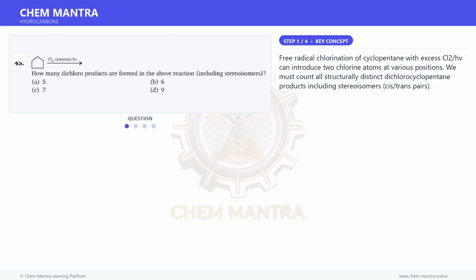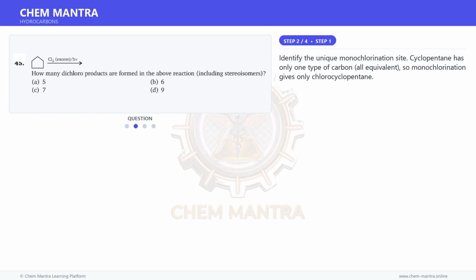Free radical chlorination of cyclopentane with Cl2 and light, we can introduce chlorine atoms at various positions. We must count all structurally distinct dichlorocyclopentane products, including stereoisomers, cis-trans pairs.